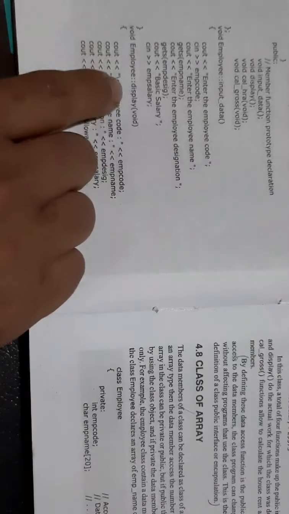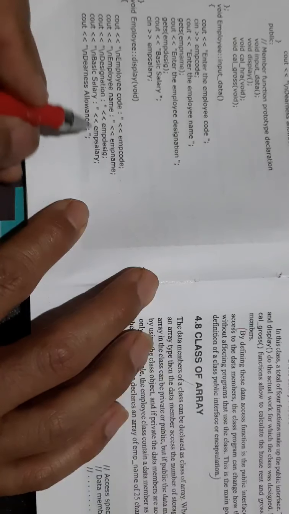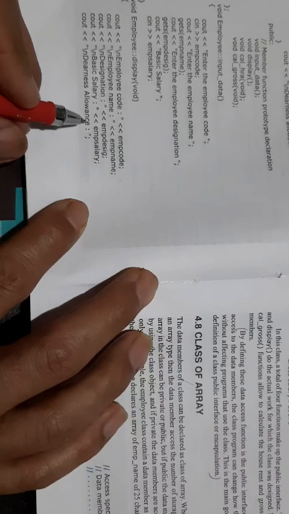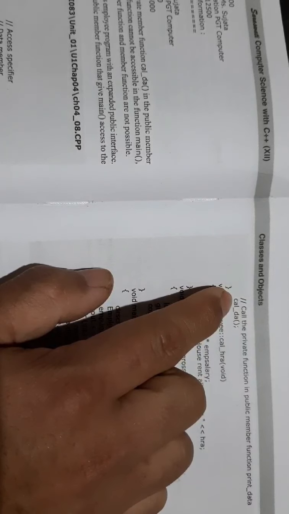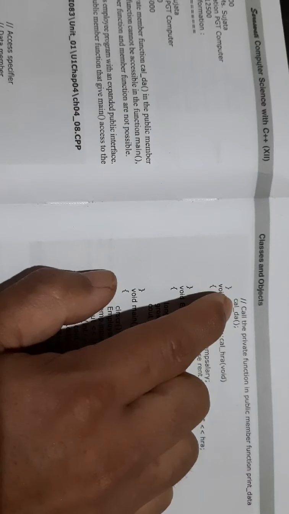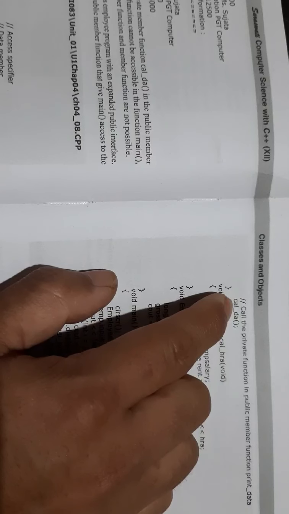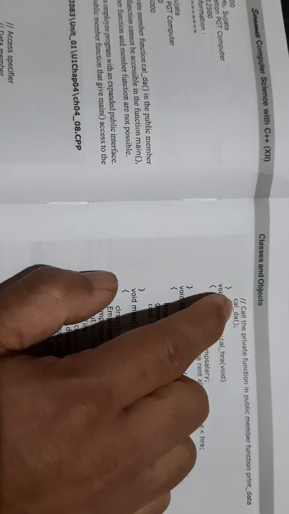Okay, now when we come to that emb.display, again the control will come back to the compiler, which comes in search of this function and executes this function body. So it will display this cout statement: employee code, employee name, employee designation, employee salary, allowance. After that you can see that here again, just like the previous program, the private member function is in the public member function body.